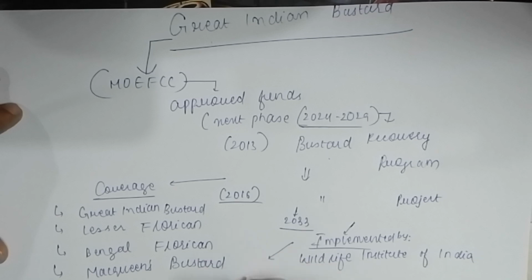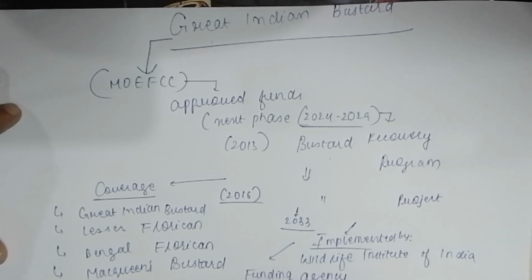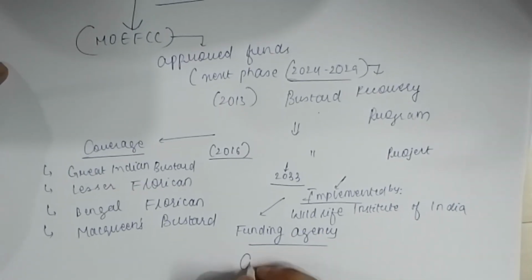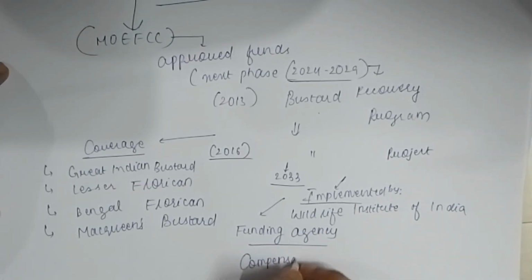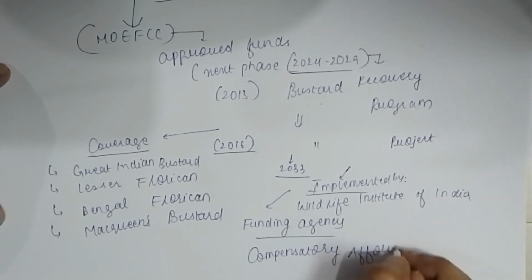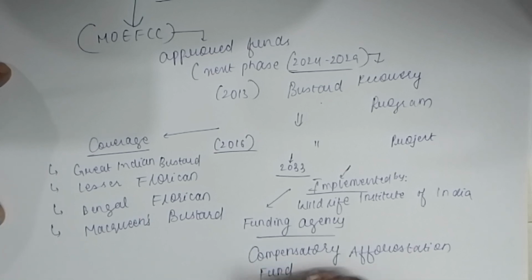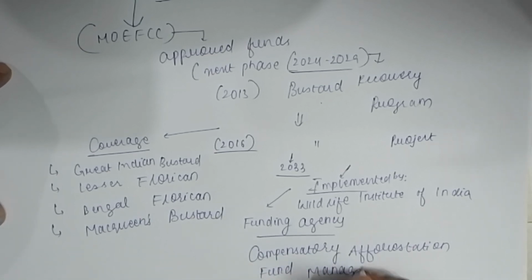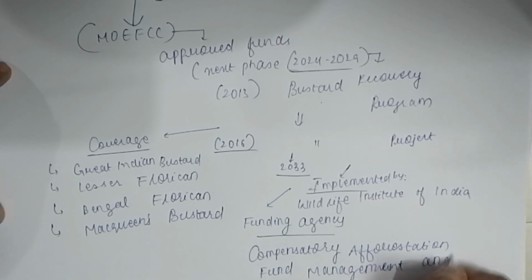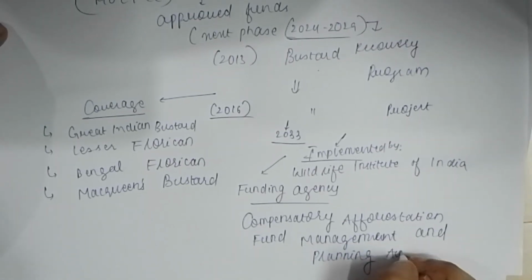And the fund is managed by, or you can say the funding agency is Compensatory Afforestation Fund Management and Planning Authority.